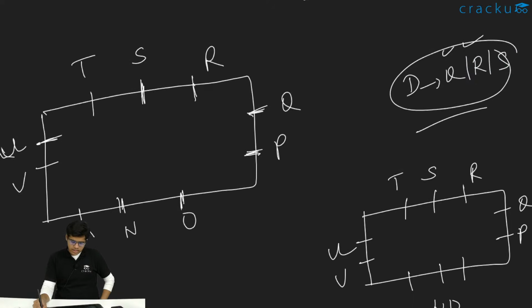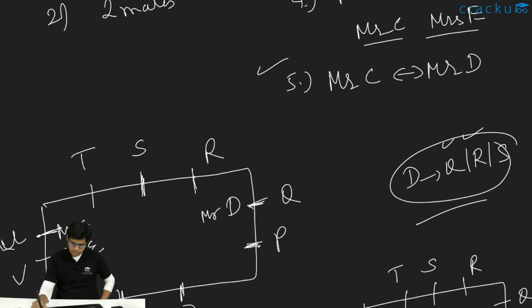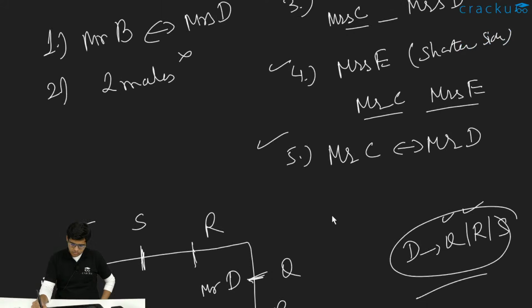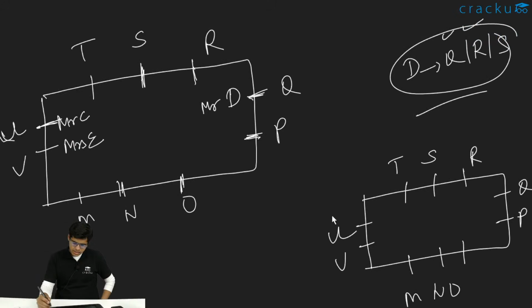So D is at Q, Mr. D, Mr. C is here, and Miss E is here, right? Miss E. And it can happen D is over here, then Mr. C is over here, and Miss E is over here. This is another case possible.